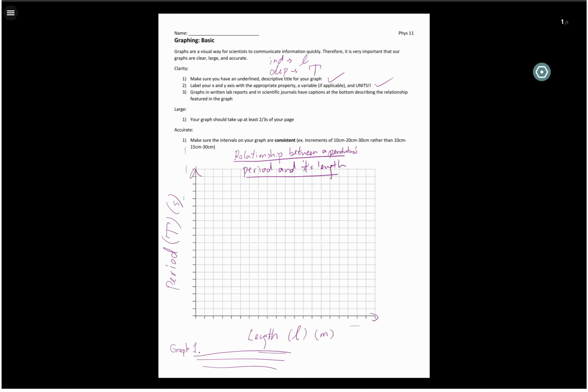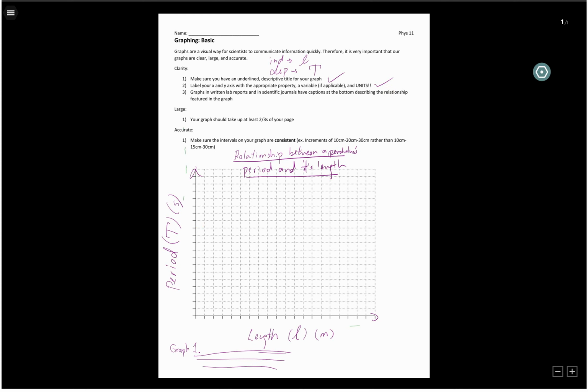When and where do we start from? The most important thing is making sure that your intervals are consistent. If you're taking a look at every single gradient, if you choose every single box being, say, 10 centimeters, so that being 0, 10, 20, 30, etc., make sure that you're not changing it up and going from 0 to 10 to 15 to 30 to 45, etc. Making sure every single box increment is consistent.